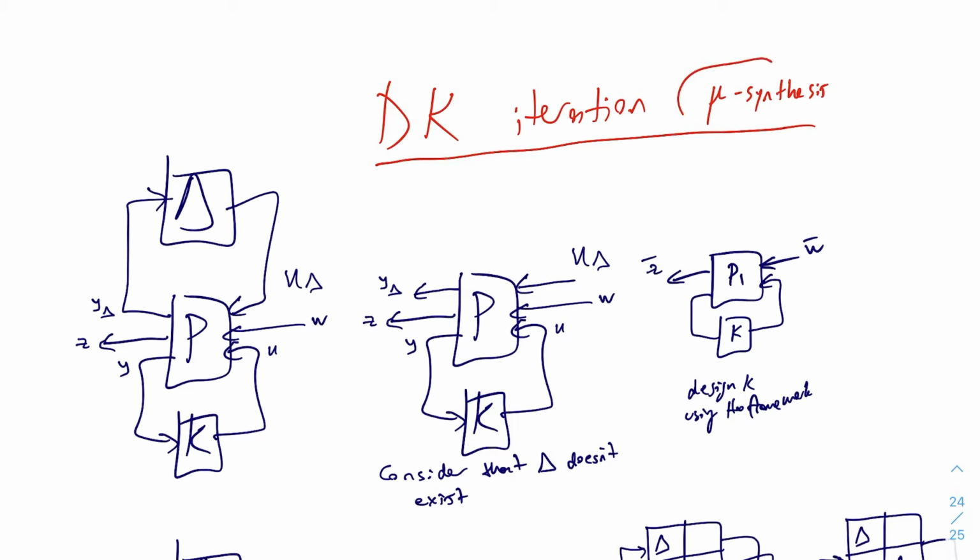What's up, everybody? Today we're going to talk about D-K iteration, and it's related to the problem of mu synthesis. We have talked about the mu analysis problem in the previous video, and now you can think of it as the general control problem.